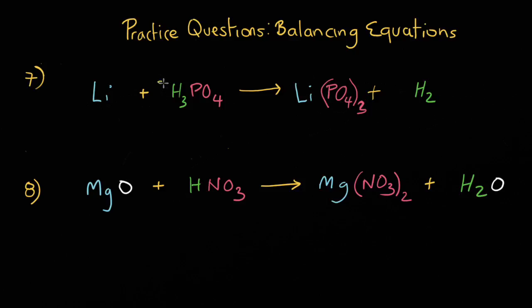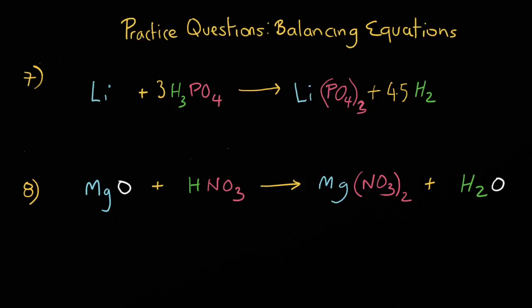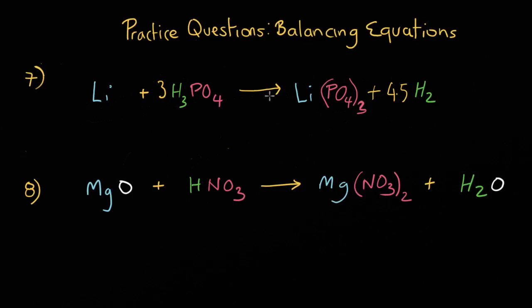So I'm going to put a number here that multiplies everything to the right by 3. So now I've got 3 units of phosphate on the left, and I've got 3 units of phosphate on the right. Okay, let's tackle hydrogen now. 3 times 3 gives us 9. So we need to have 9 hydrogens on the right hand side. So we need to put a coefficient here that multiplied by 2 gives you 9. So 4.5 times 2 gives us 9. Lithium's fine, 1 lithium, 1 lithium. The equation is balanced, but we need to get rid of that half.